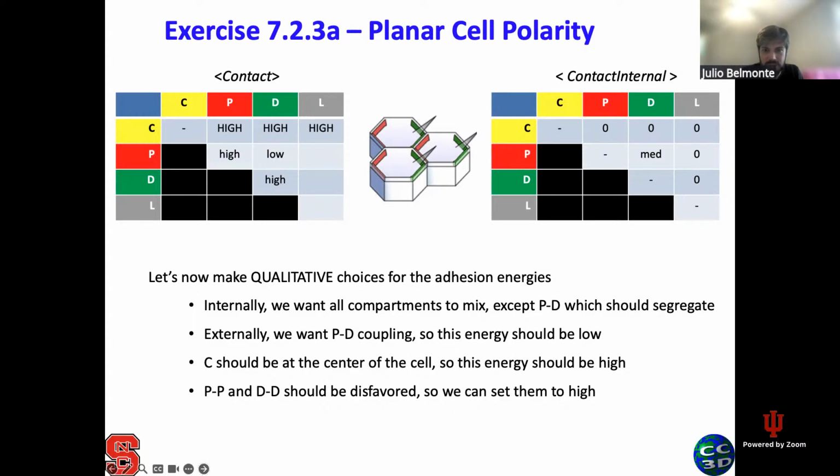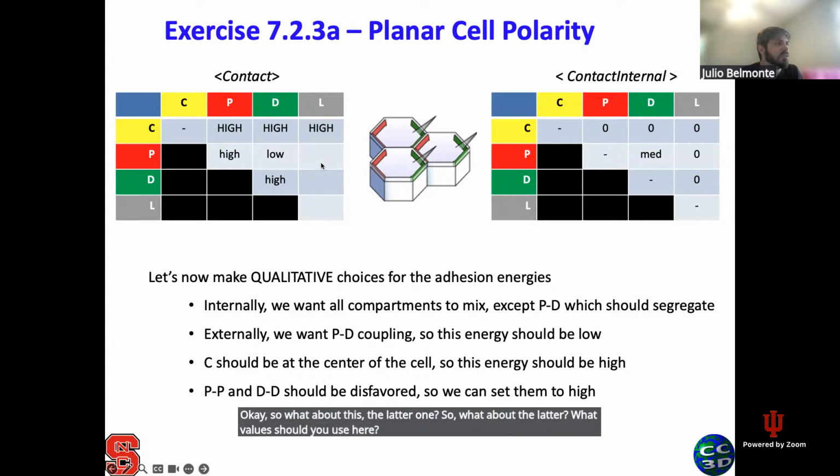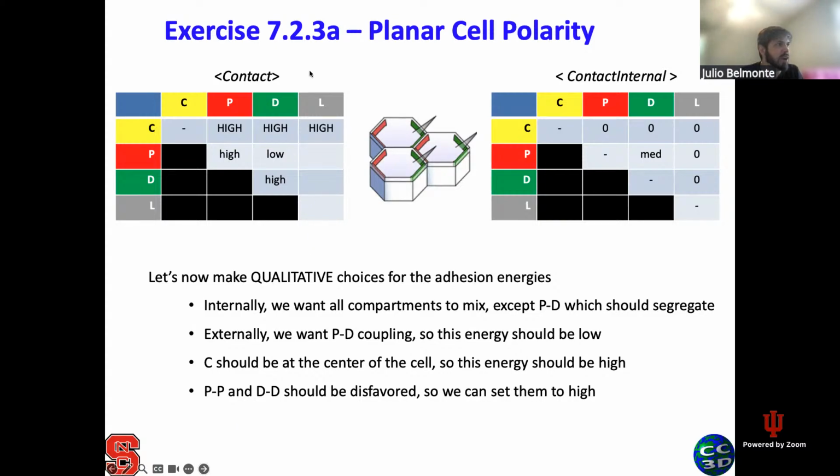Okay, so what about the lateral? What value should you use here? Low, high, very high, or medium? Yeah, okay. So why should it be low? So they can be adjacent. Yes, good answer. But should they be as low as P and D? Or they should be a little bit higher, or should be even lower?